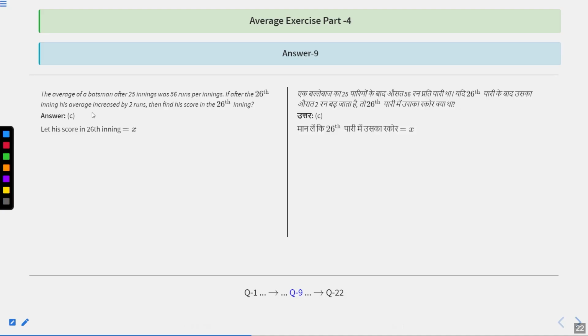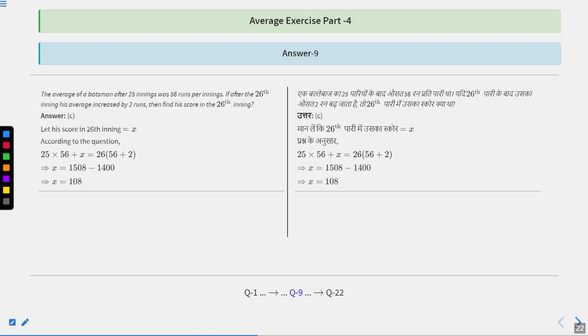The average of a batsman after 25 innings was 56 runs per inning. Let his score in the 26th inning be X. According to the question, 25 multiplied by 56, because the average was 56 runs per inning, plus his score in the 26th inning equals 26 multiplied by 56 plus 2, because the question says the average increased by 2, so the average becomes 58. 58 multiplied by 26. We calculate it and get the value of X, which is 108 runs. C is the correct answer. Next one.